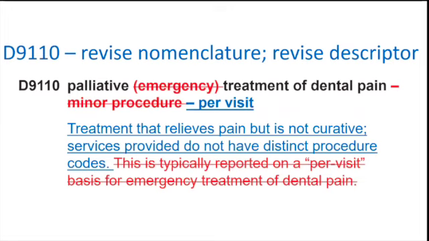So here we take a look at a revised nomenclature and revised descriptor in 2023. D9110, palliative treatment of dental pain per visit. And then the descriptor states that treatment that relieves pain but is not curative. Services provided do not have distinct procedure codes. These revisions clarify the reported procedure's nature, scope, and intended outcome, acknowledging that the word emergency is ill-defined and unnecessarily limiting, and that minor procedures are also ill-defined and subject to misinterpretation. The addition of per visit also establishes the intended period of submitting the service.